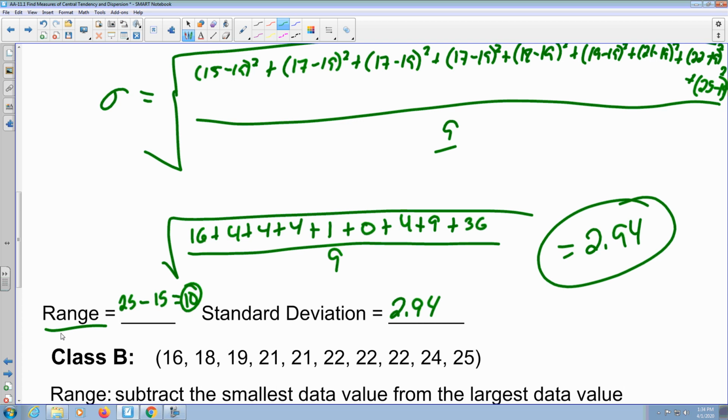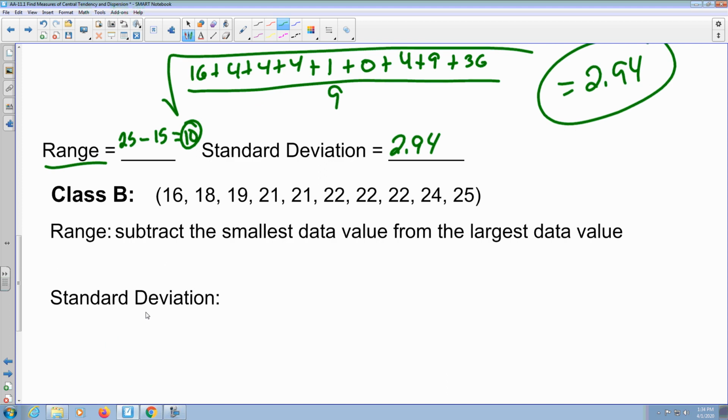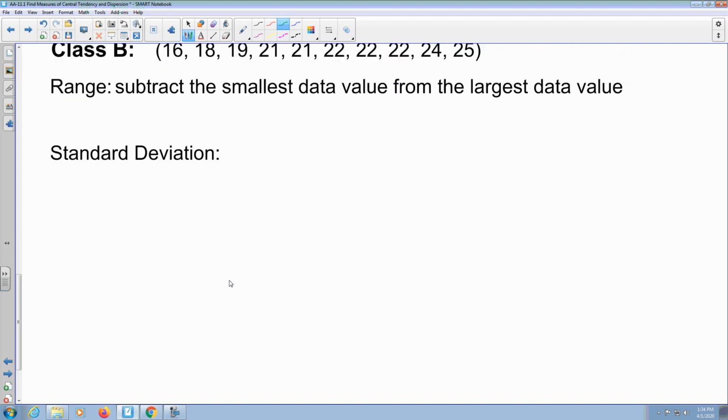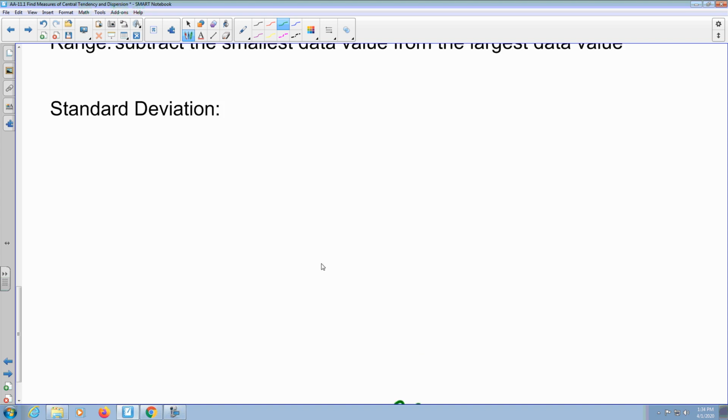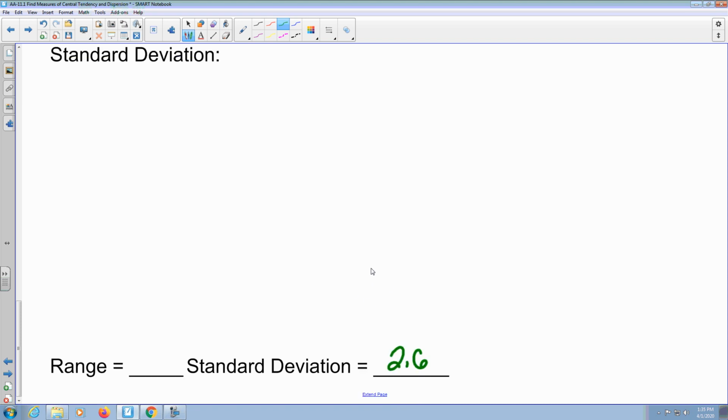If you're interested, I'm more than happy to do example B. If you want to try it on your own, I'll give you a hint: the answer is about 2.6. If you didn't get that, double check. If not, leave a comment, and I'm more than happy to work that out if need be.